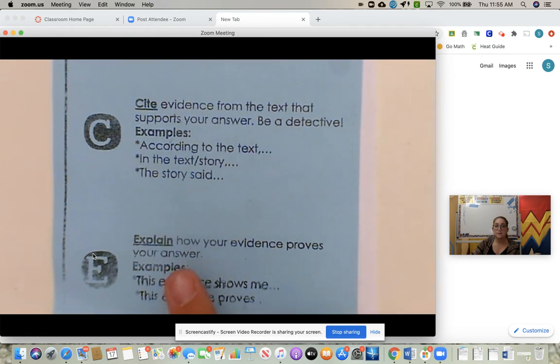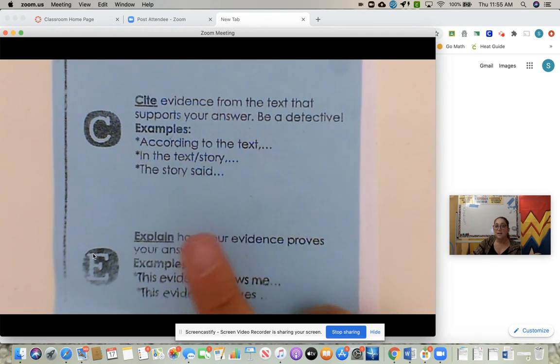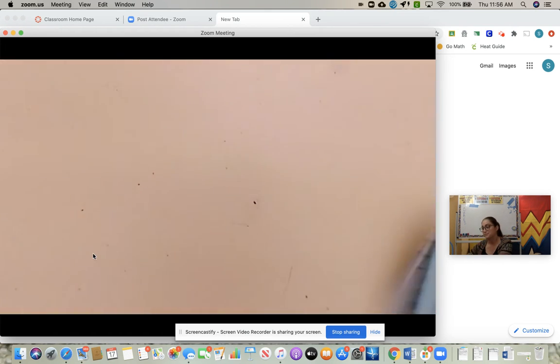Then you need to E, explain how your evidence proves your answer. Then you write, this evidence shows me that Jim forgot to turn on his alarm clock, right? If he jumped out of bed, which means he was freaked out, he didn't want to be late because his alarm clock didn't go off. Well, the evidence shows me if his alarm clock didn't go off, he probably forgot to set it. You can pause on these if they don't have it.